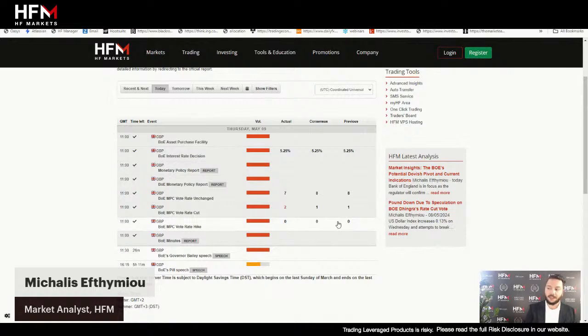We were expecting that only one would vote for a cut, which was Dr. Swati, and 8 would vote for a pause. But we have had a shock. We have had something very different.